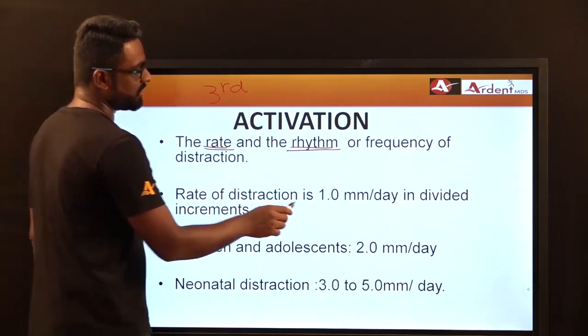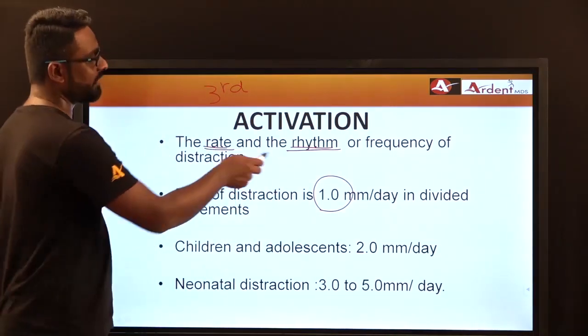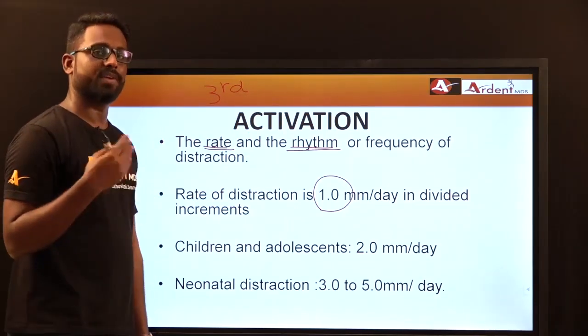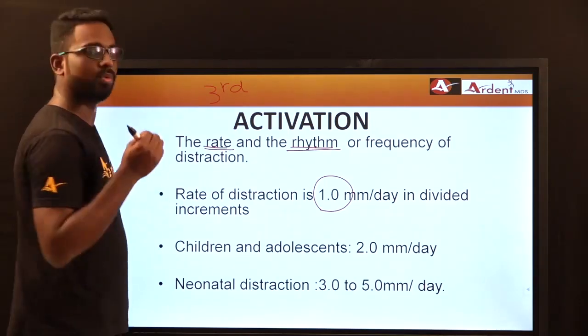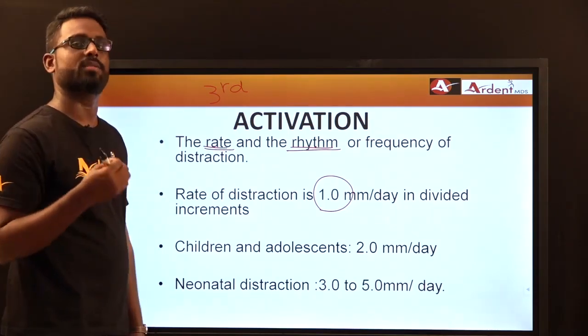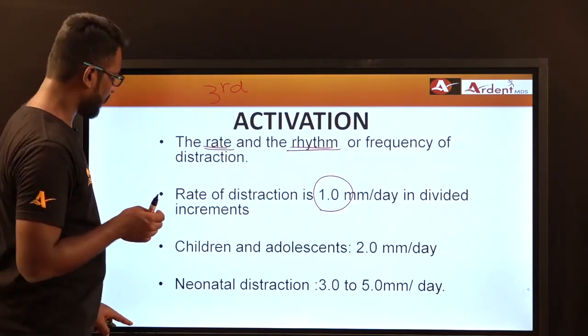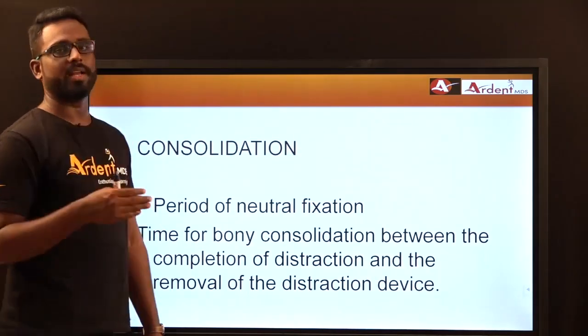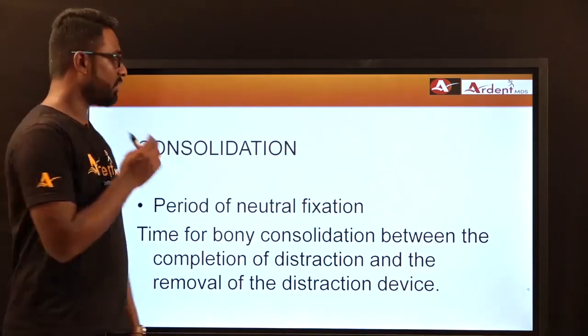The rate of distraction is usually 1 millimeter per day, and it will be divided, just like we give a dosage of antibiotics QID or BID, we will do it QID or BID, that is 2 or 3 times a day, depending upon again the age factor. That is how we activate. So the two factors are rate and rhythm. The next one is the last, again the waiting period. We have to wait for some time.